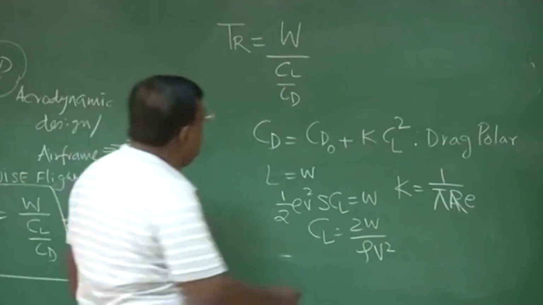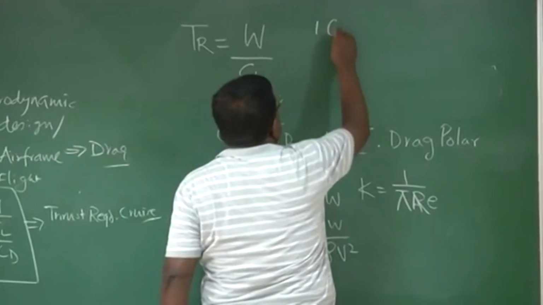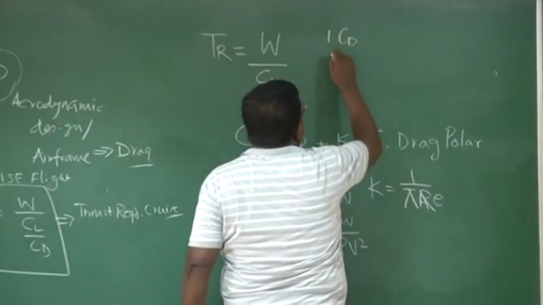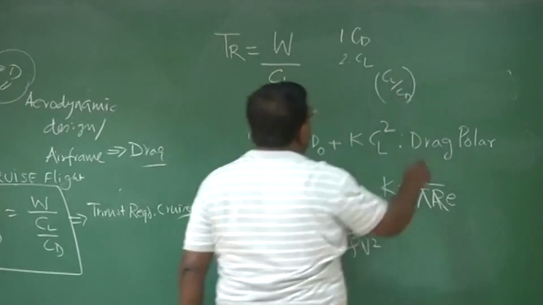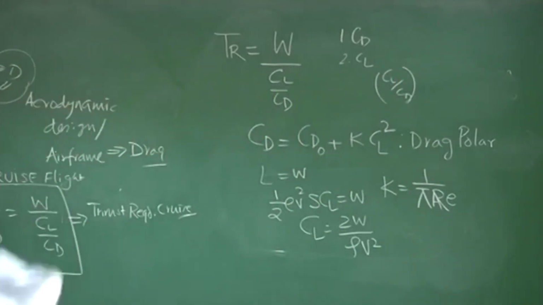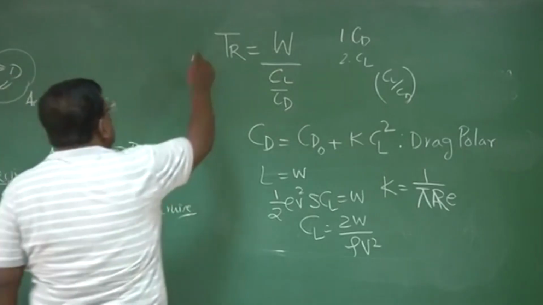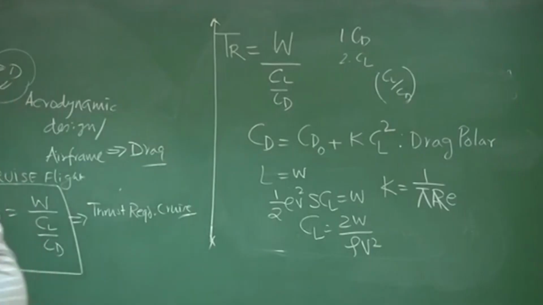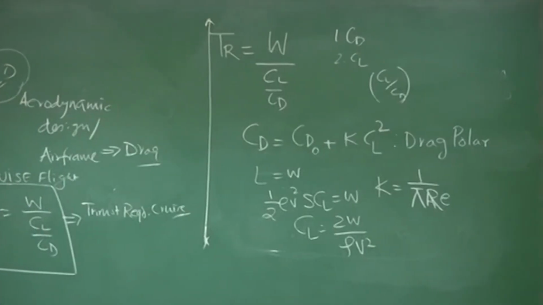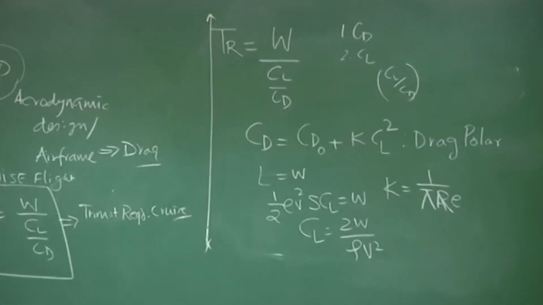Okay? So what is that? I know CD, I know CL, so I can find out CL by CD. It is as straightforward, and I can use this expression, W by CL by CD, as thrust required. But the story doesn't end here. We have to give more insight into this expression so that a designer can handle this situation.